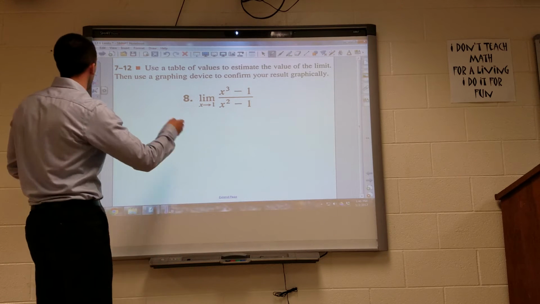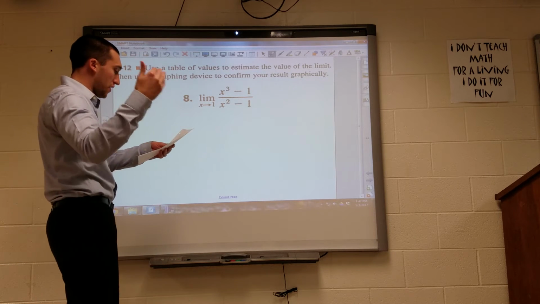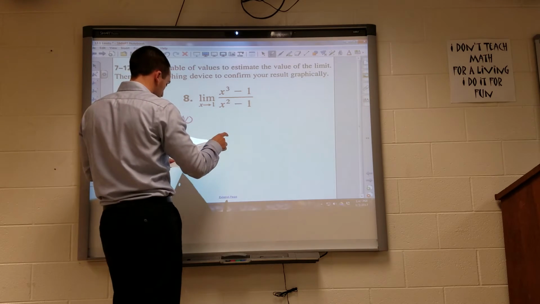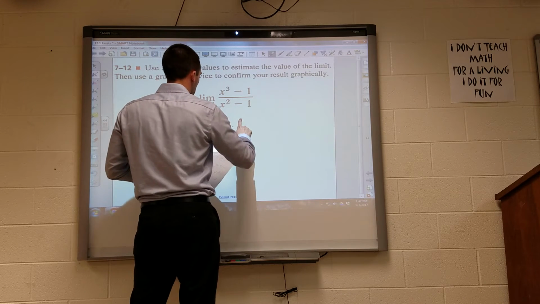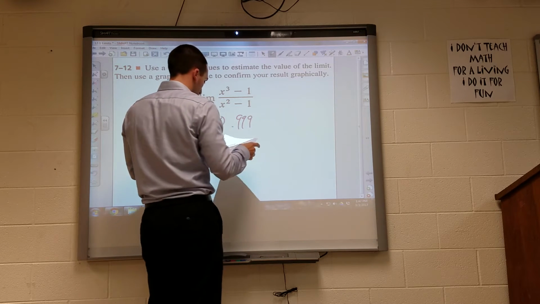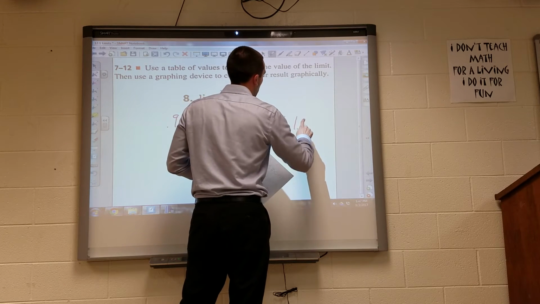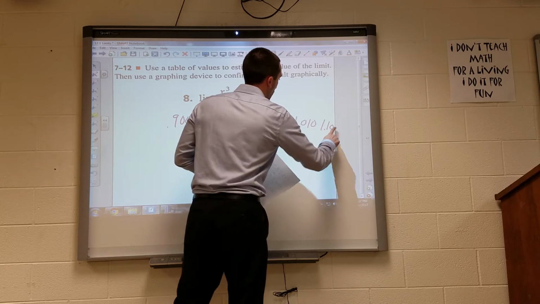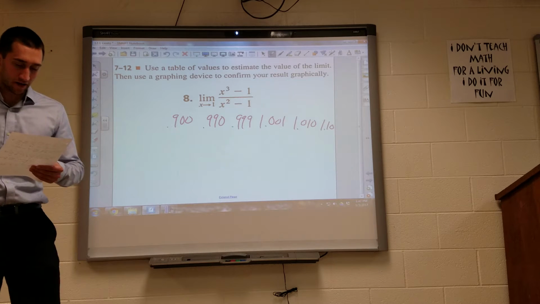So one more example, they want us to use the table of values to estimate that limit. Okay, so for the table of values I'd want to pick numbers just a little bit smaller than 1 and numbers a little bit bigger than 1. So I'm going to use 0.900, 0.990, and 0.999, and then 1.001, 1.010, and 1.100. Well, it doesn't matter if the 0 is there or not, it'll be the same value.